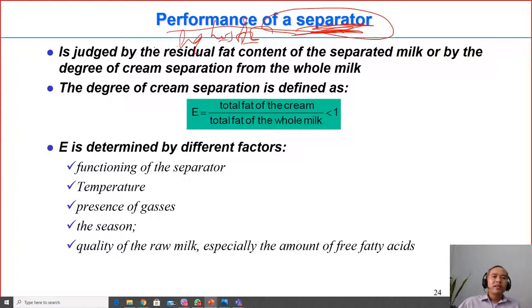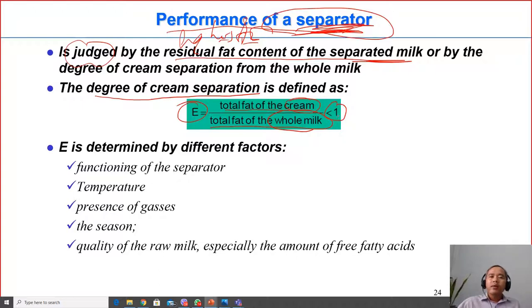Performance of the instrument is evaluated by the residual fat content in the skim milk, in the separated milk. And this is determined by an E. E is the degree of cream separation. E is equal to total fat that we obtain in the cream divided by total fat in the whole beginning milk. Normally, it's below 1, of course, because we cannot separate more than what is inside the whole milk.